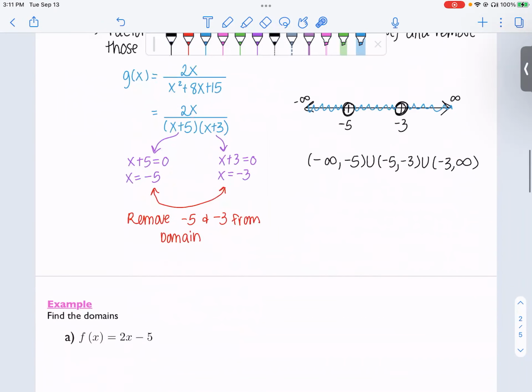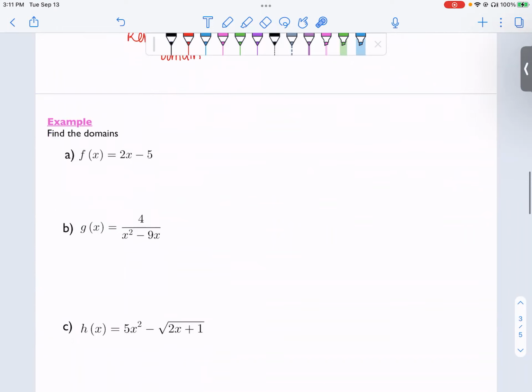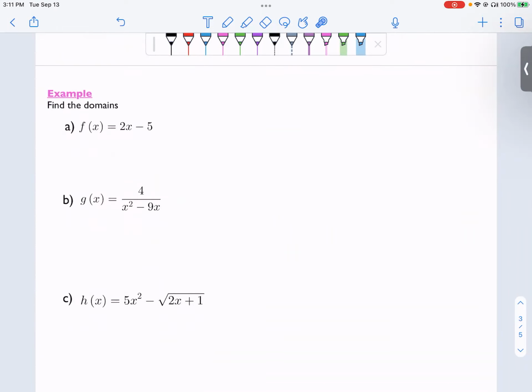So let's go ahead and do a few examples. Again, remember, when we start these problems off, we are thinking to ourselves, the domain is everything. We're just looking for two things. We're looking for radicals. We're looking in the denominator. So I'm looking at this first problem. I ask myself, is there an even root? Is there a radical at all?